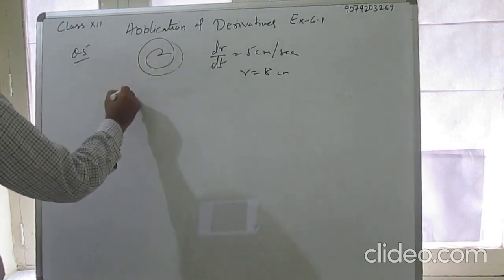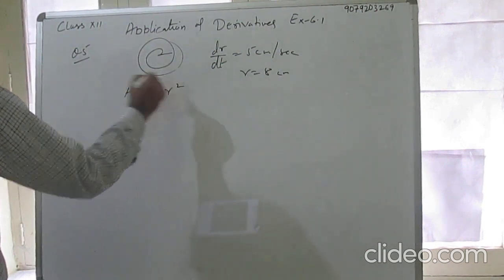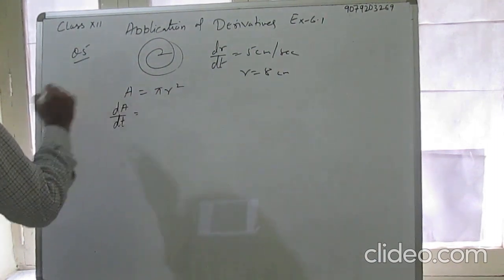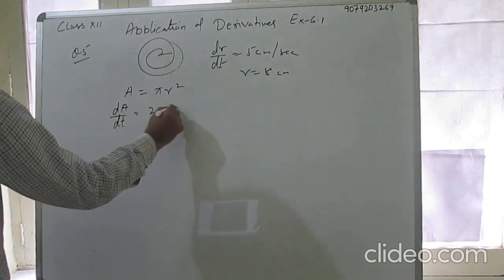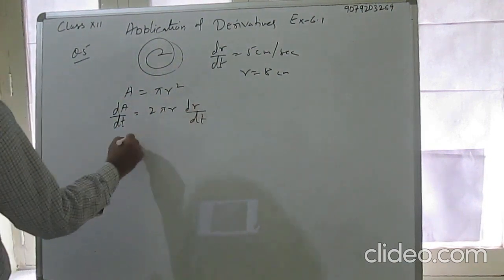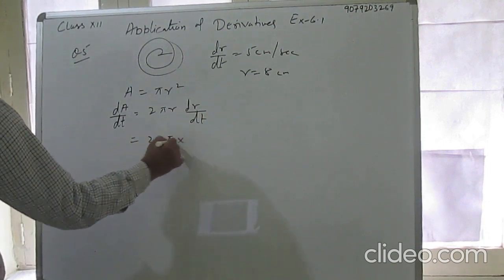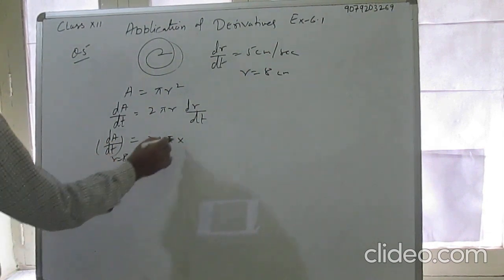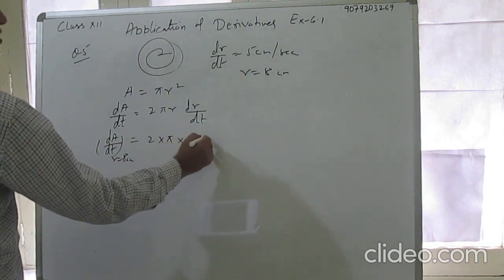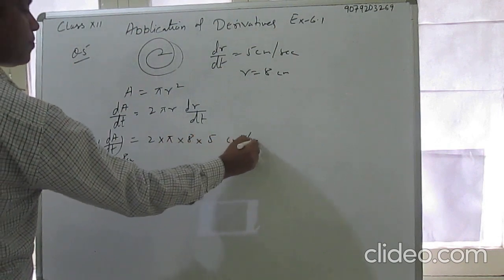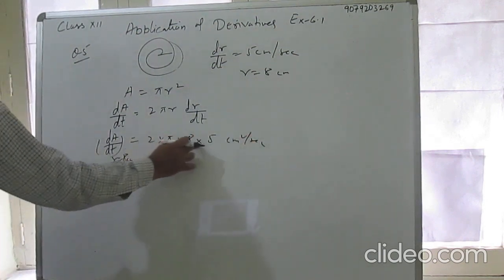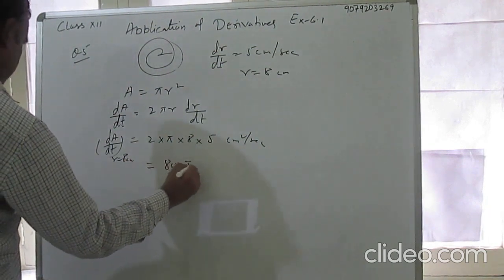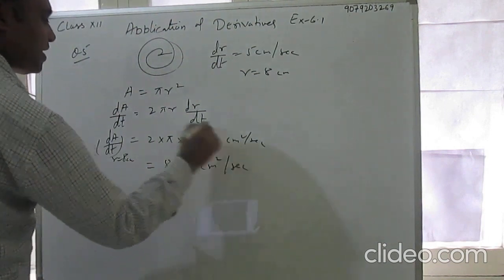So area of a circle is pi r square. You have to find dA by dt is equal to 2 pi r dr by dt, 2 into pi into r, at dA by dt at r is equal to 8 centimeter. What is r? 8. What is dr by dt? 5 centimeter per second. 2 5s are 10 and 10 into 8 is 80 pi centimeter square per second.